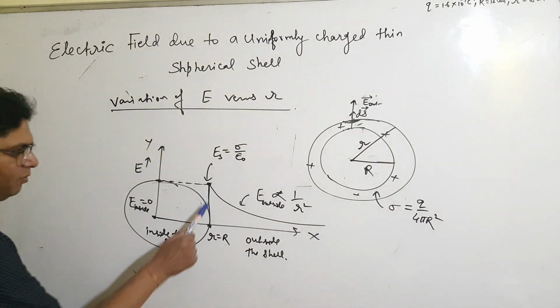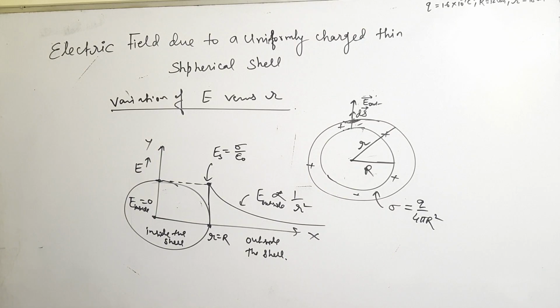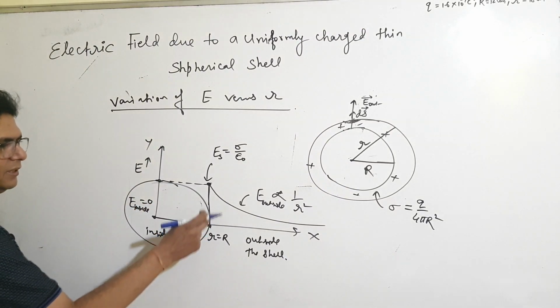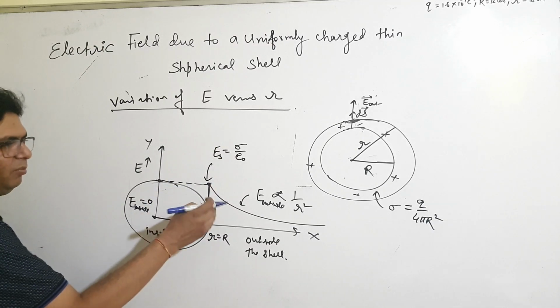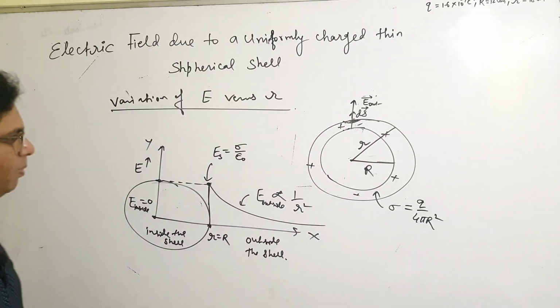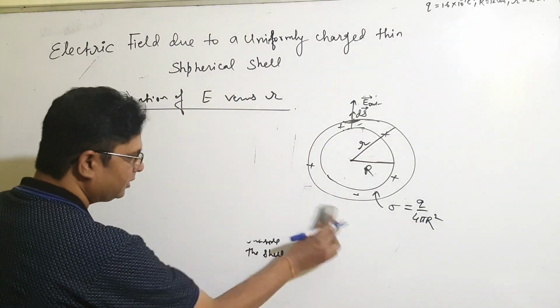So this is the graph of electric field. Here you are saying that electric field inside is 0 and electric field on the surface is maximum. Electric field beyond the surface is decreasing with the reciprocal of r square. Let us have a numerical based on this.